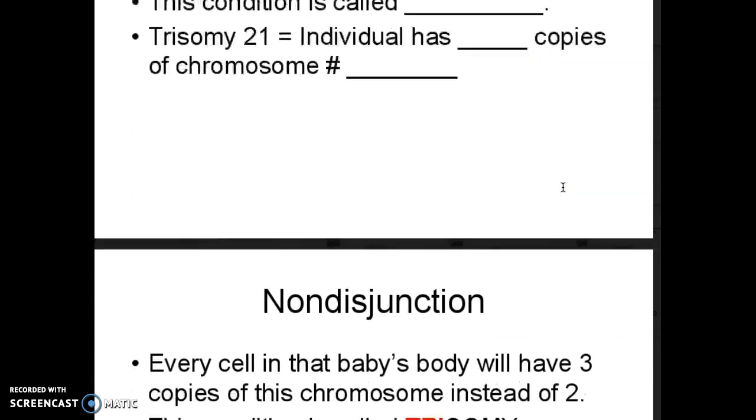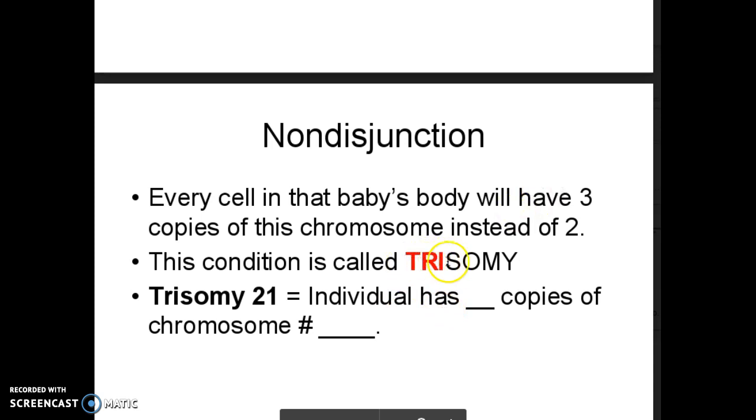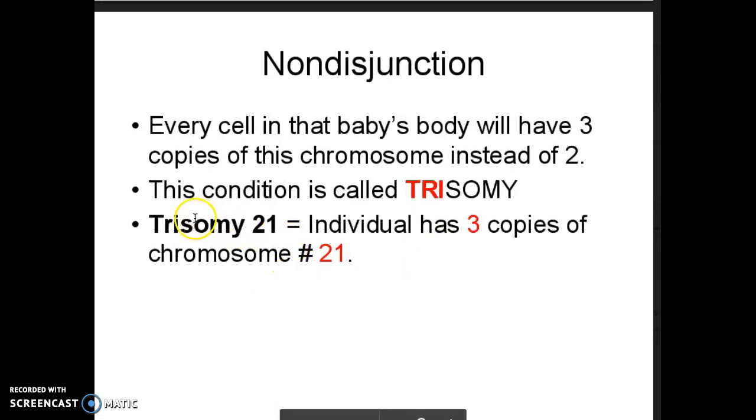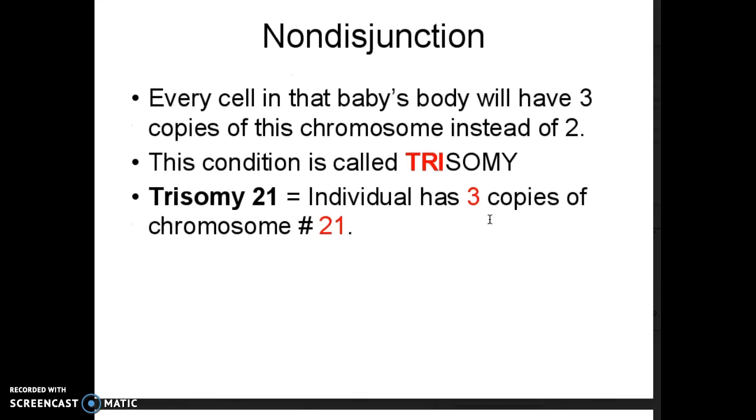The condition is called trisomy, and trisomy 21 is more commonly referred to as Down syndrome. That's where an individual has 3 copies of chromosome 21. So if you saw trisomy 13, that would indicate that there's 3 copies of chromosome 13. So they just name it based on what chromosome number was the one that you received an extra copy for.